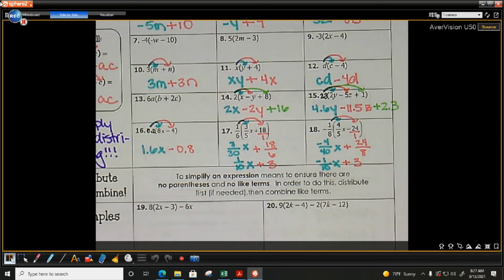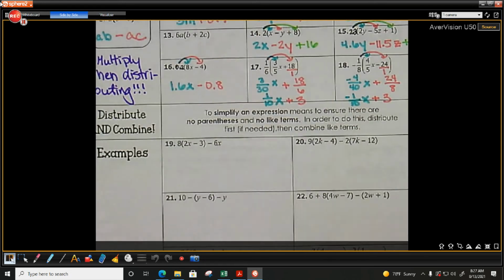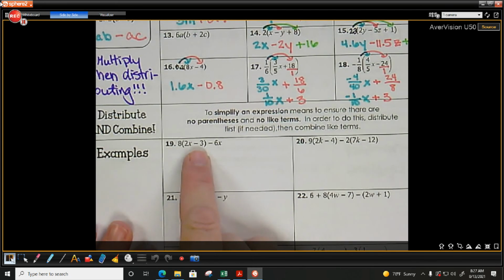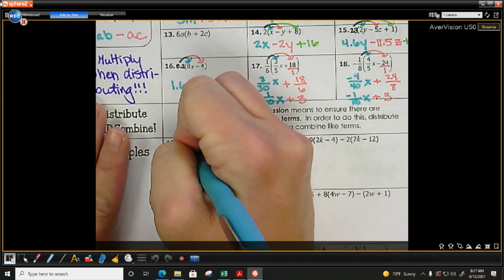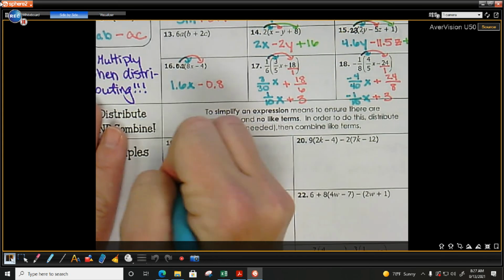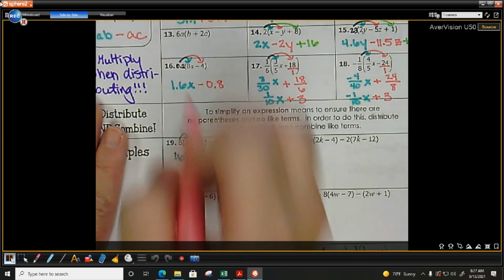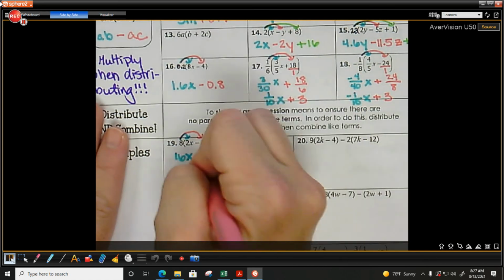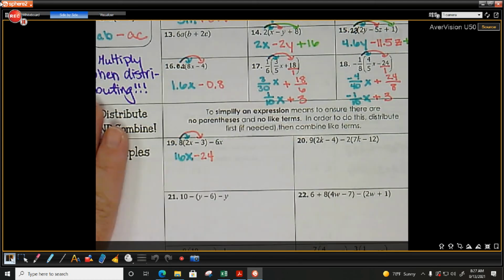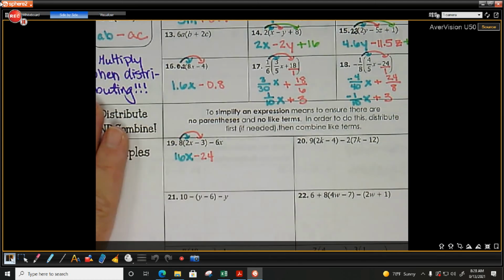Okay? How do you know you need to distribute? There's something glued to the parentheses. Okay? So, what is 8 times 2x? What is 8 times negative 3? Am I going to distribute the 8 to the negative 6x? No, it's not in the parentheses, so I'm just going to drop down my minus 6x. Okay, so I got rid of my parentheses by distributing.